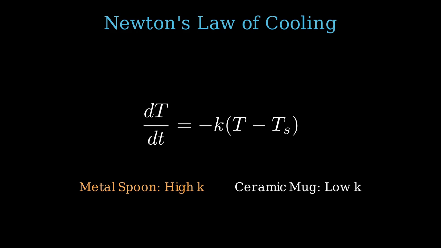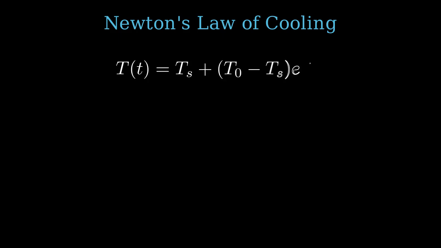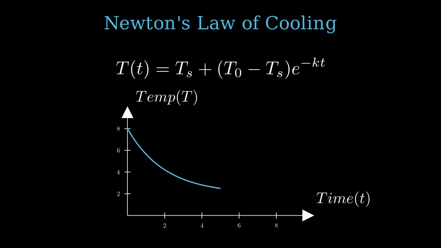By solving this differential equation, we find that the temperature of the cooling object follows an exponential decay curve. This means the object approaches the room temperature rapidly at first, then more and more slowly as time goes on, creating a distinct curve on a graph.